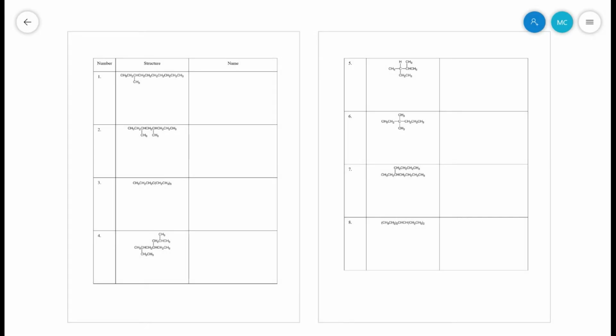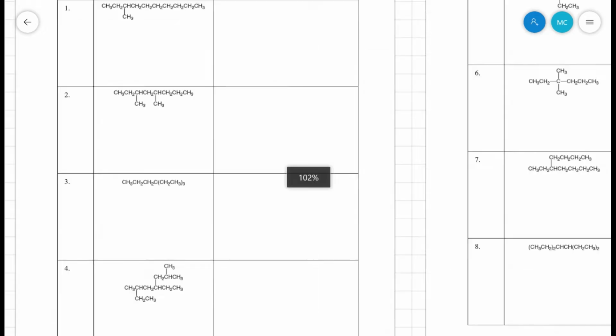Hello everyone, so today we will be doing some practice problems on giving systematic names per IUPAC guidance for simple alkane molecules with 10 carbon atoms or less in the parent chain. Okay, so let's get started with number 1.